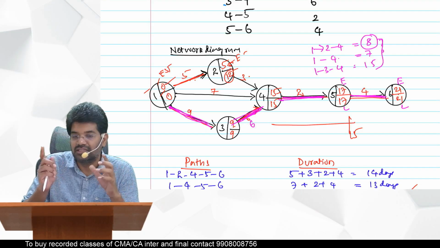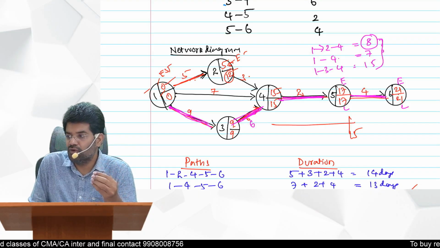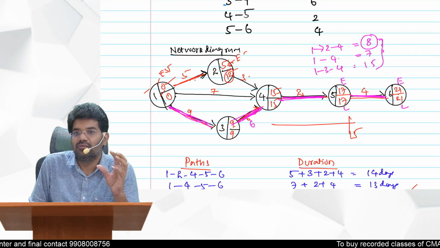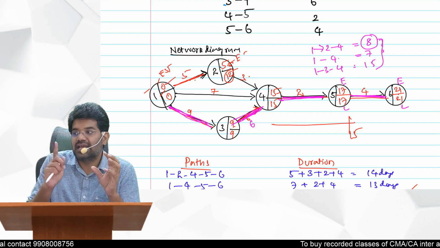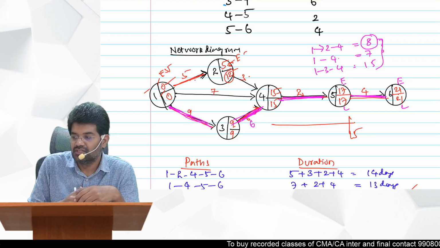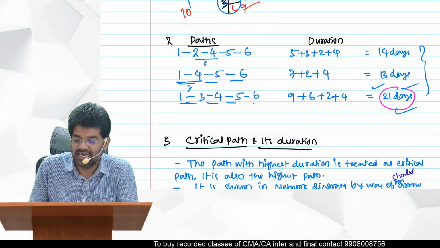So for that analysis only it is useful. Which one? Free float. So free float will tell us whether by utilizing the float available, it will impact my next activity or not. That is what I can understand from free float. There is a shortcut to calculate this free float. So what exactly is free float?